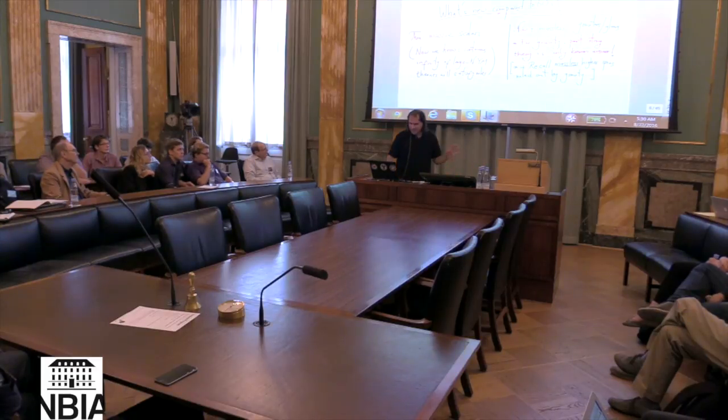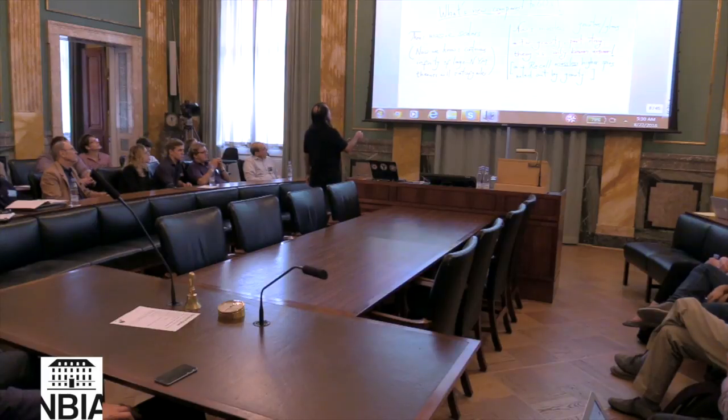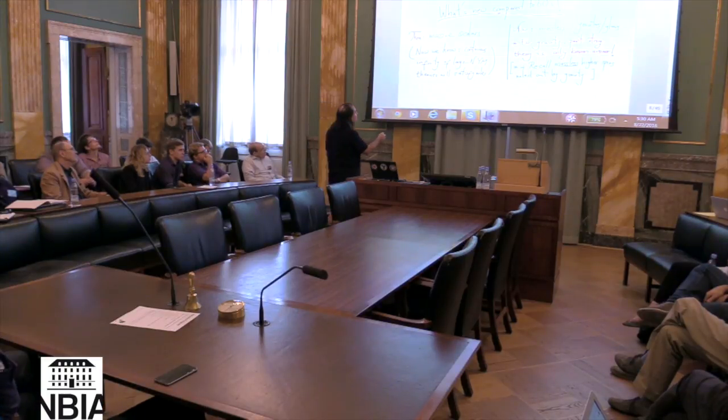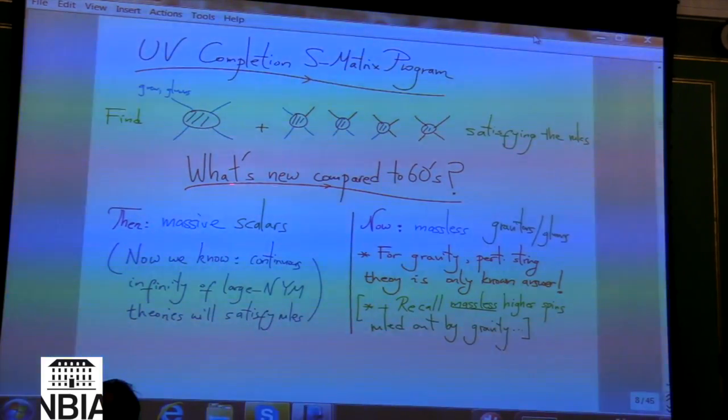Well, okay. This is actually what I'm just coming to. So anyway, there's a very well-defined UV completion S matrix program just at 4 points. Imagine we have gravitons and gluons on the outside, find some high energy amplitude that satisfies the rules, as well as all the extra massive particles that are going to have to come in for a ride, which are going to have to include particles of arbitrary high masses and spins. Okay, so this is the UV completion S matrix program, and we can ask what's new compared to the 60s.